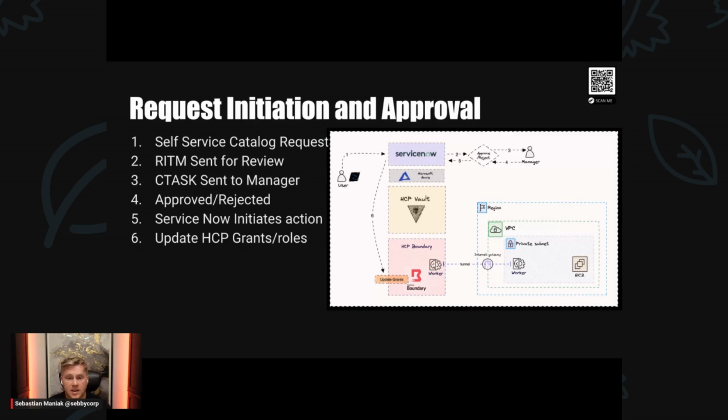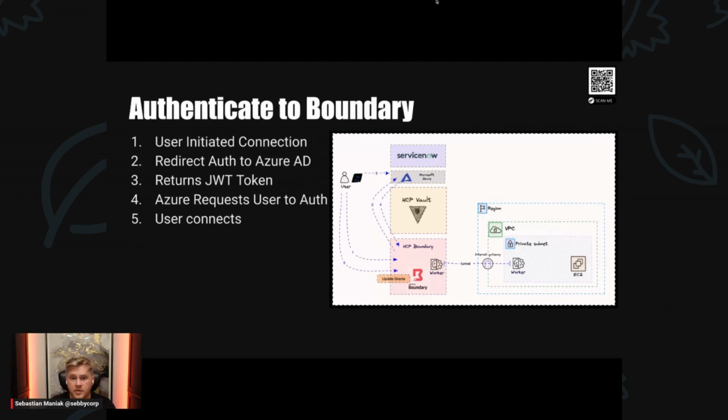Once that task is sent, it's approved, rejected, whatever the initial outcome is. Then ServiceNow and the MID servers make a call to our HCP Boundary. And ServiceNow is going to make Boundary grant us access for that specific user. Once that initial request is approved, then the user can authenticate to Boundary. They're going to connect to Boundary.